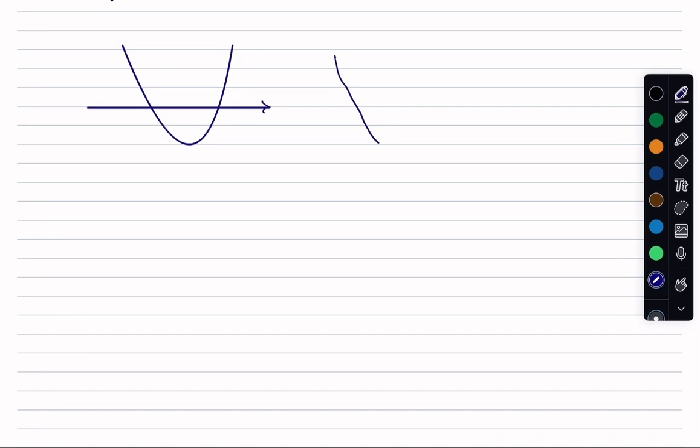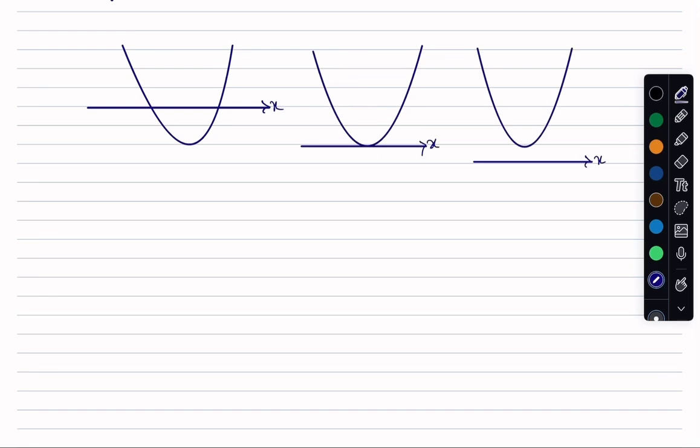So what does this mean graphically? Let's discuss the significance of the quadratic curve with respect to the x-axis. In the first case, there are two distinct points where the quadratic curve intersects the x-axis. This is only possible if the discriminant b squared minus 4ac is positive, greater than 0, giving us two real and distinct roots.